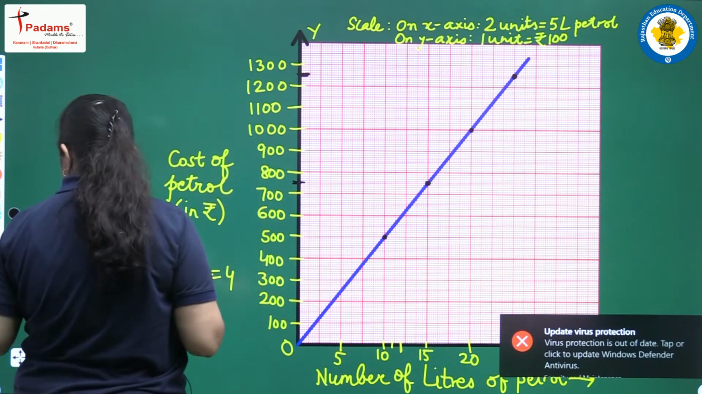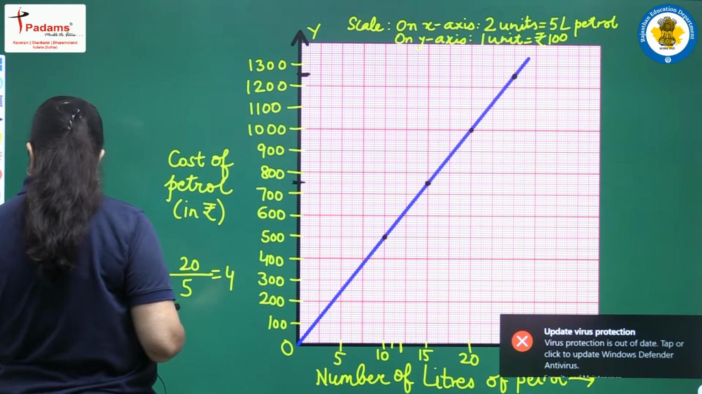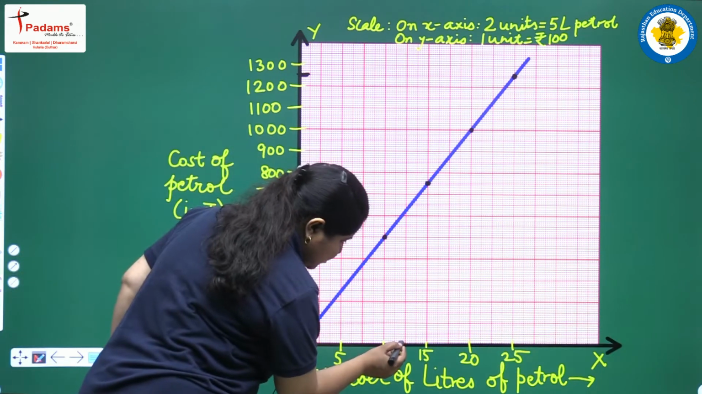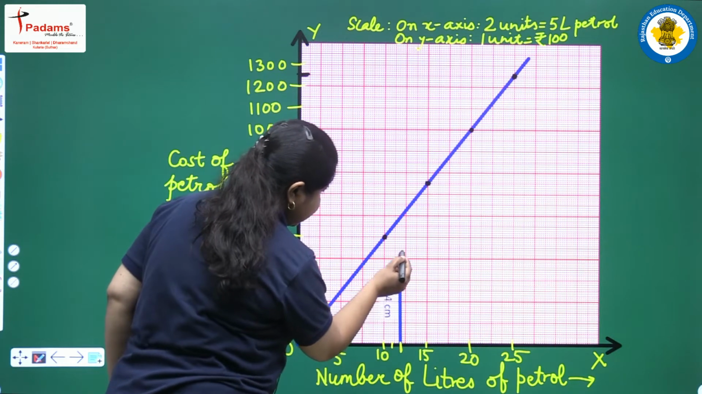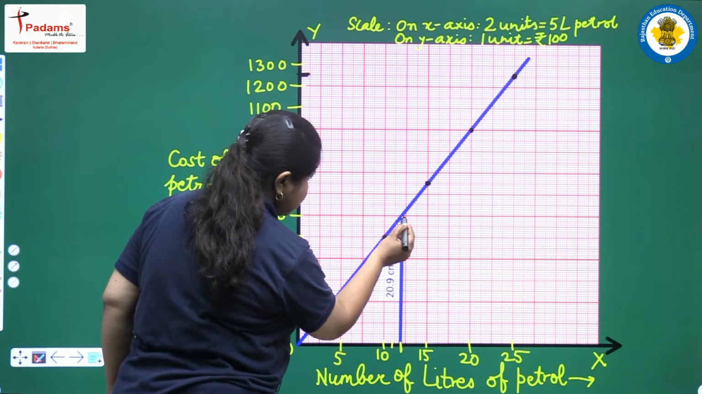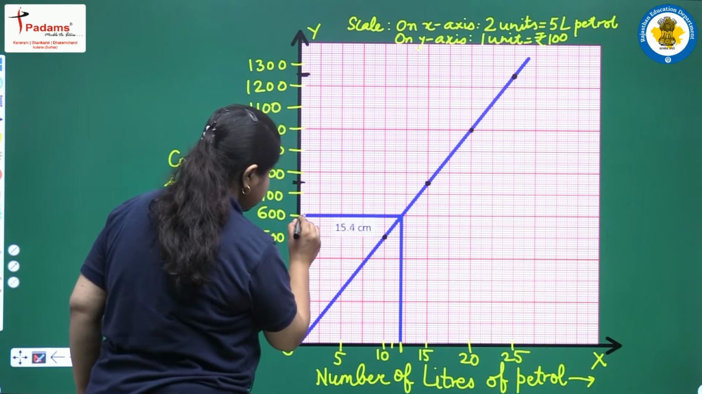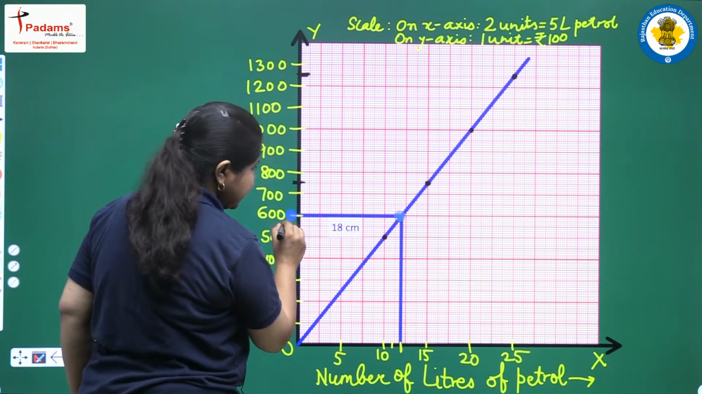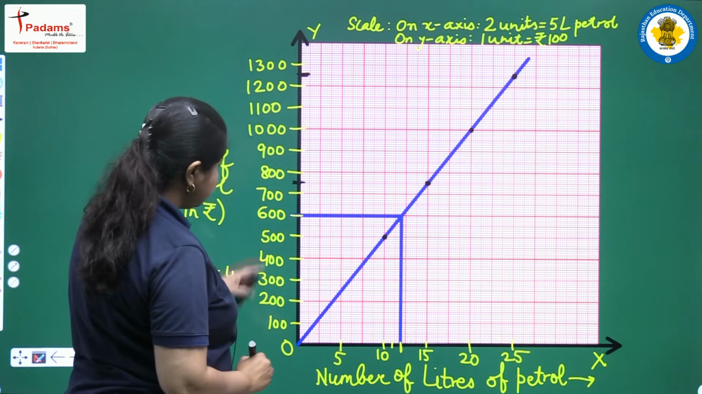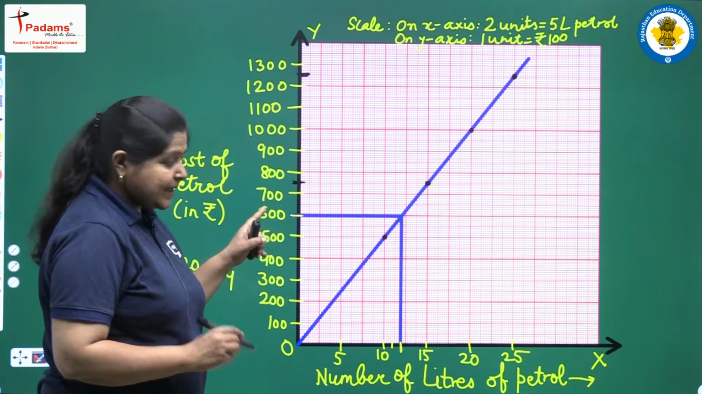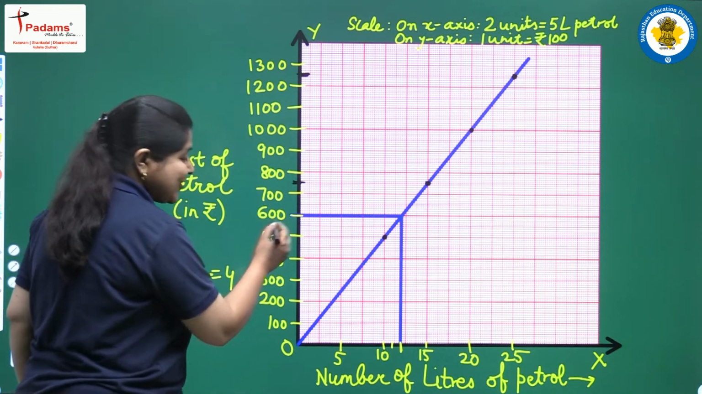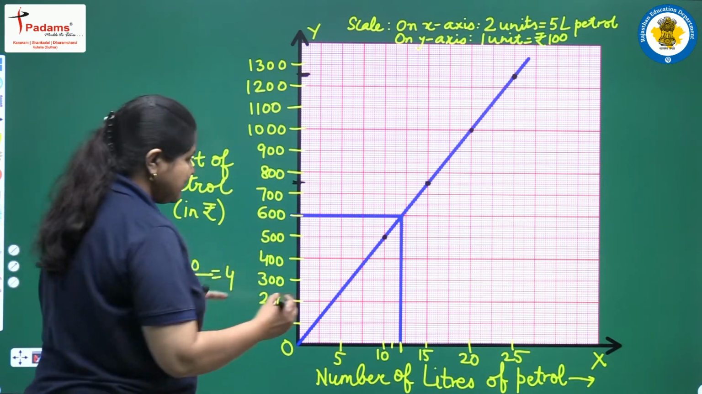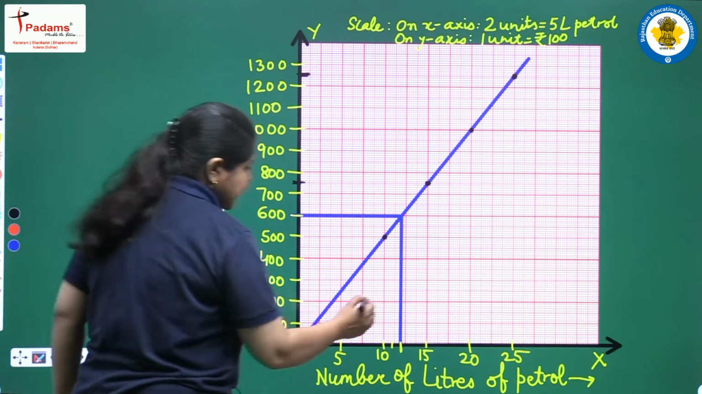And if we now follow in this way, 12 liters of petrol से हम यहाँ से चलें यहाँ ग्राफ तक और फिर यहाँ से हम मुड़ जाएं towards the y-axis. What we are getting? We are getting it to be 600 and this means the cost of 12 liters of petrol will be 600 rupees. तो इस तरह से आप more information derive कर सकते हैं from the graph.